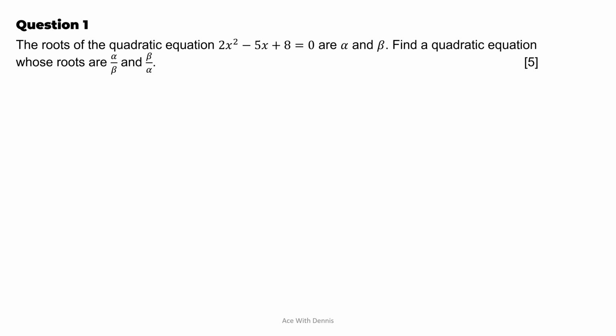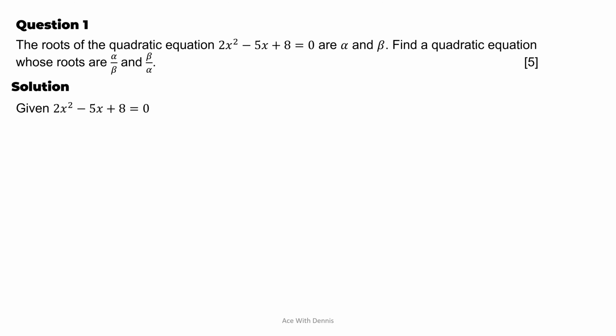Question 1. The roots of the quadratic equation 2x squared minus 5x plus 8 equals 0 are alpha and beta. Find a quadratic equation whose roots are alpha over beta and beta over alpha. Total 5 marks. Okay, so here's the solution. This question is from the quadratic chapter.